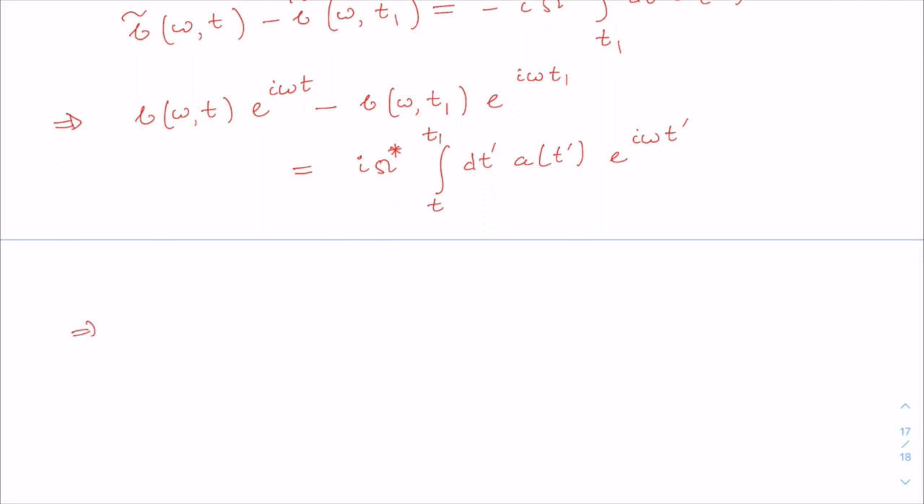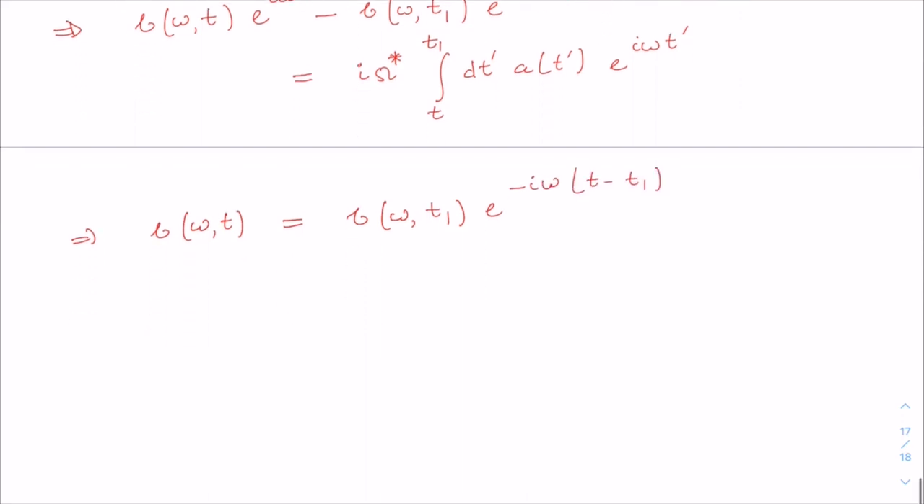Okay, so from here I get b of omega t is equal to b of omega t1 e to the power minus i omega (t minus t1) plus i omega star of omega, integration t to t1 dt dash a of t dash e to the power minus i omega (t minus t dash).